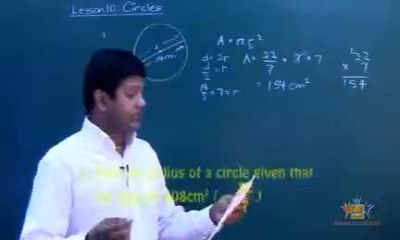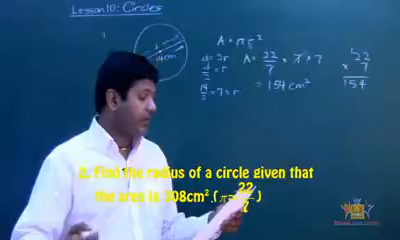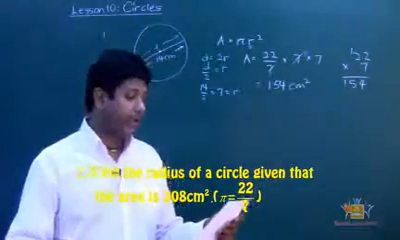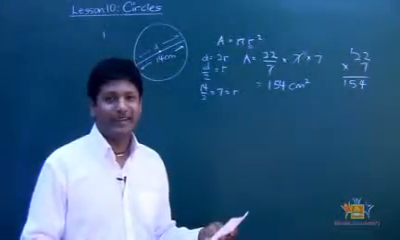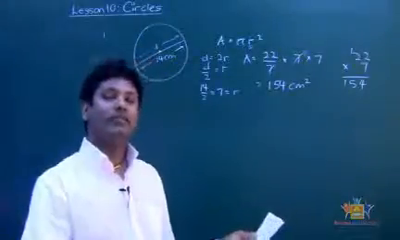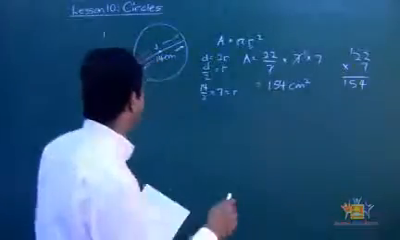Problem number 2 says find the radius of a circle given that the area is 308 centimeters squared, and then they say use pi equals 22 over 7. But wait a minute, what are they asking you to find this time? The radius. They gave us the area. They want us to reverse it to find the radius.